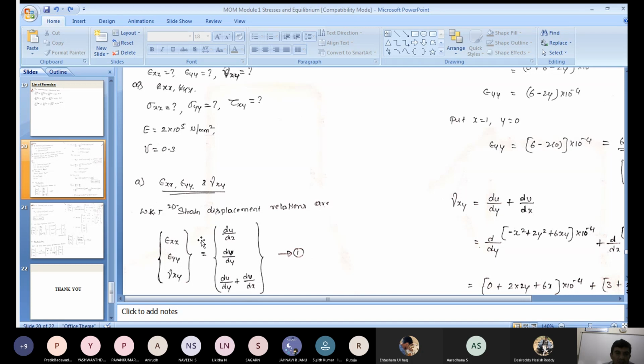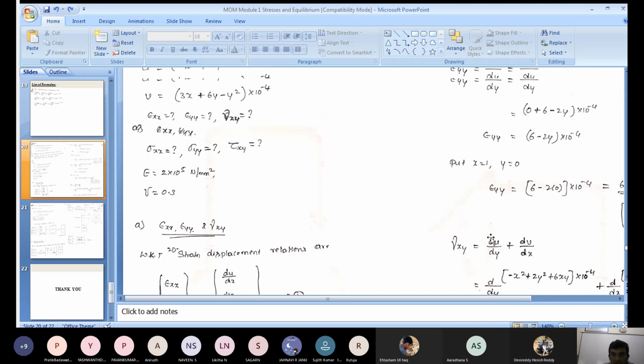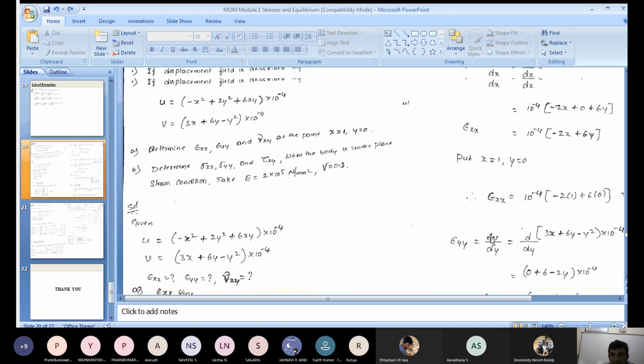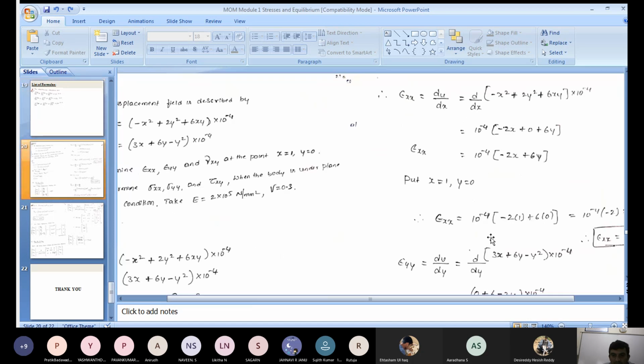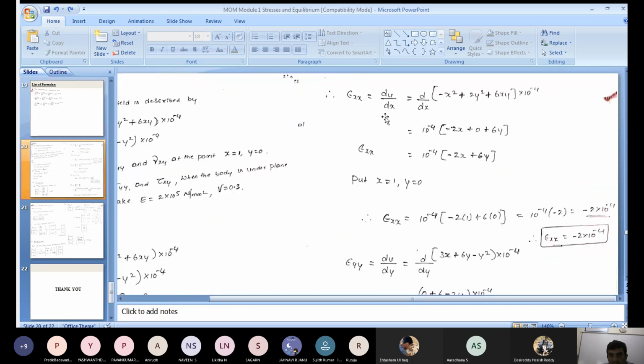Now take the first one. Epsilon xx is equal to du by dx. See where I am moving the cursor. Is this screen visible? Is the cursor I am moving also visible? Please respond. Yes, sir, it's visible.